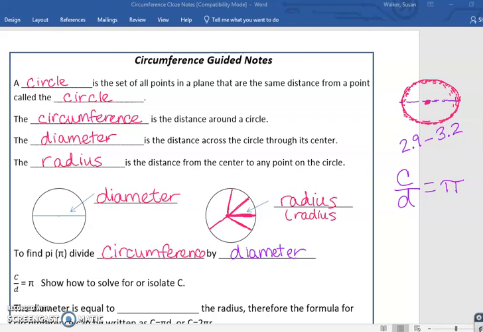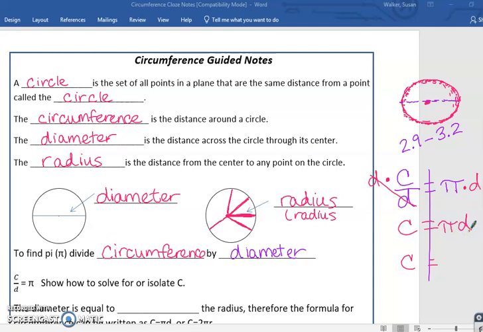Now, we use pi to typically help us find circumference. So in order to do that, I need to get C all by itself. Remember, I want to get C equals. I want to figure out what it equals. So basically, I have to get rid of diameter. Since it's divided by D, I do times D. Okay, so C equals pi D.